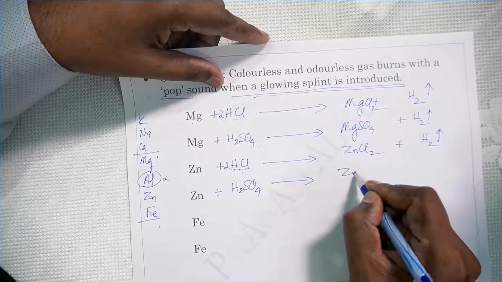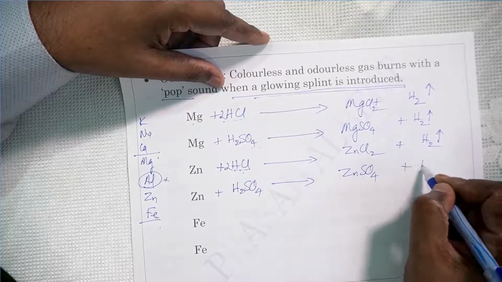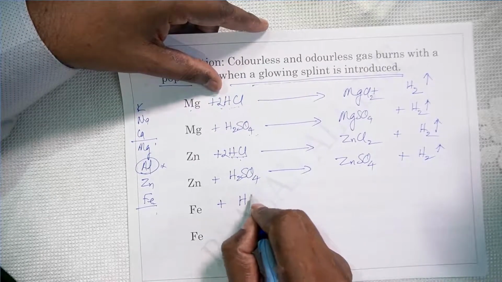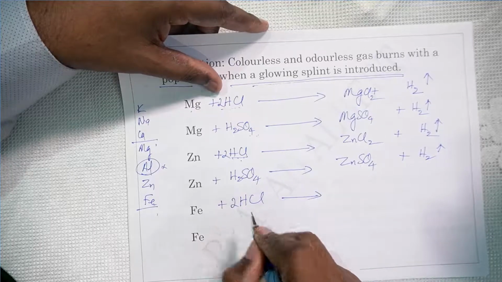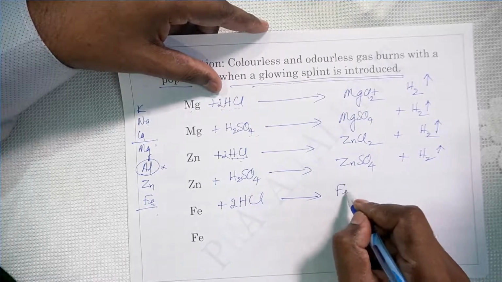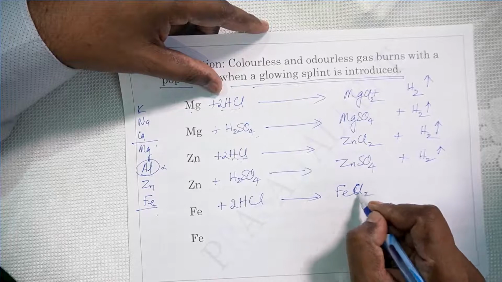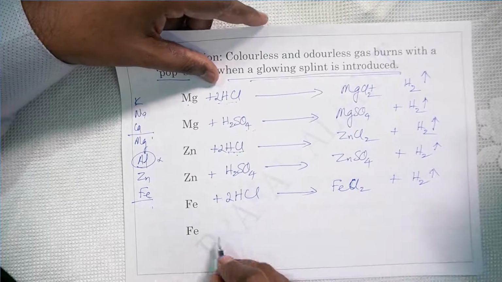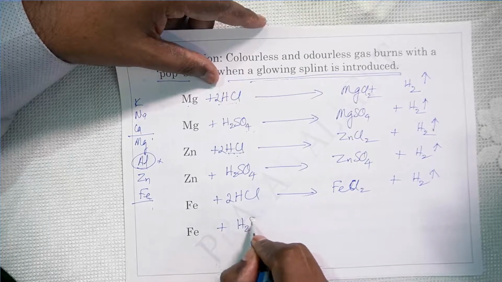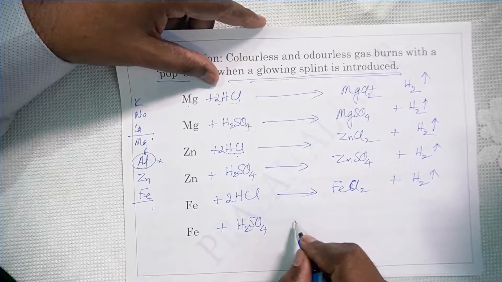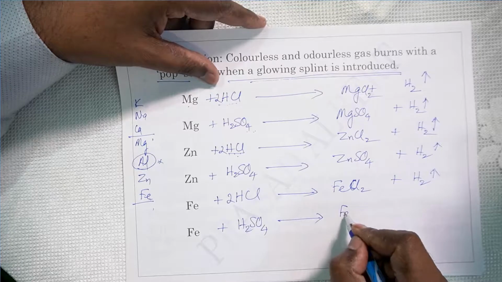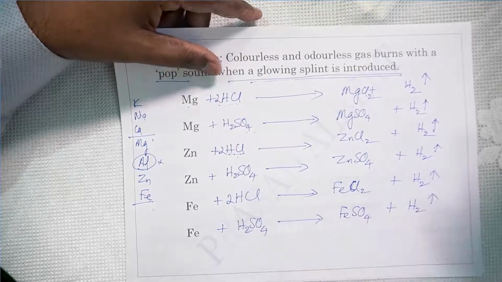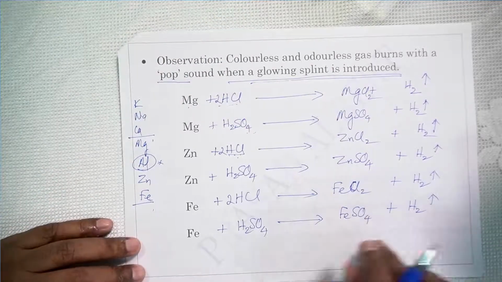You get ZnSO4, zinc sulfate, plus H2, hydrogen gas. Then Fe, if you take hydrochloric acid, as I said, 2 moles will be required. So FeCl2 will come, plus hydrogen. Okay. And Fe plus H2SO4: sulfuric acid is a dibasic acid and iron is a divalent metal, so only a 1:1 ratio. So FeSO4 plus H2. Okay, it's balanced. Formula is correct, balanced.